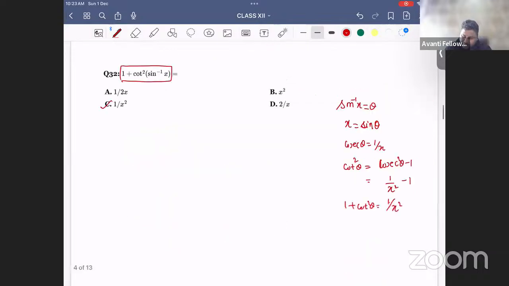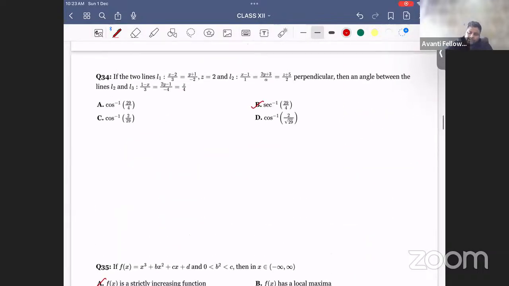All right. Now, if two lines L1: x minus 2 upon 3 is y plus 1 upon minus 2 is z minus 2 upon 0. We can assume this line as x minus 2 upon 3, y plus 1 upon minus 2, z minus 2 upon 0. And now there's another line, x minus 1 upon 1. I am writing it like this.